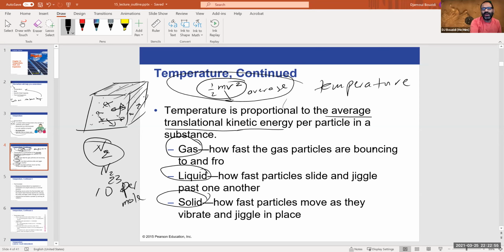Liquid, how fast the particles of the liquid jiggle in and out, okay? They are moving also. And then in the solid, again, this is the jiggle motion, but in this case, also followed by the vibrations of the different components. That's what temperature is, okay? So this is what the temperature is.